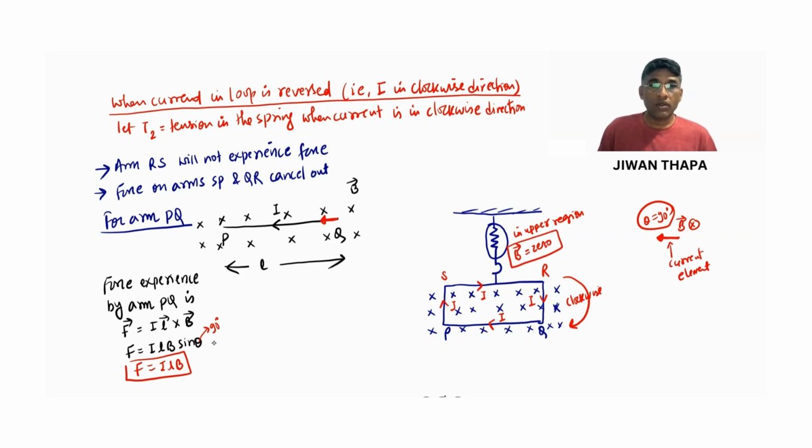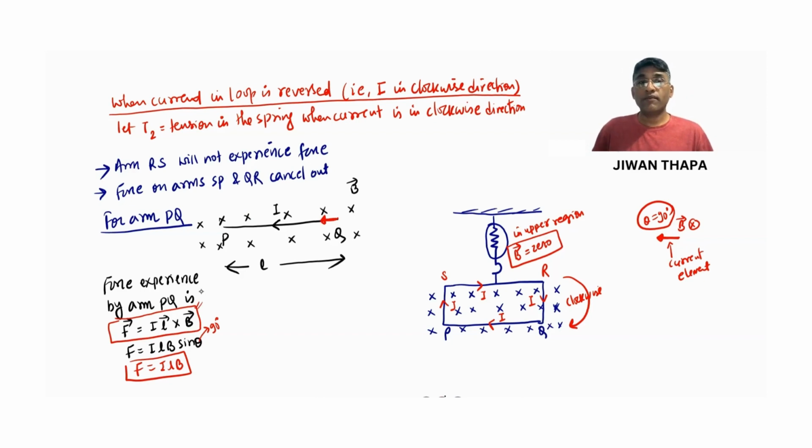Clear? Now, what we find is that we are getting the same value of force in magnitude for the arm PQ when current is flowing in anti-clockwise direction and in clockwise direction. Clear? Now, we need to find the direction of this force.